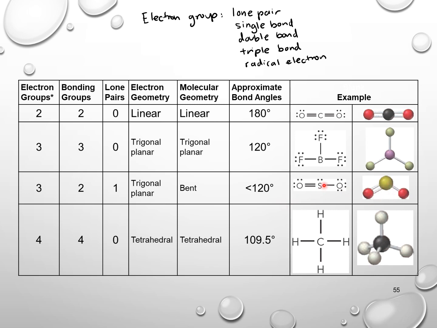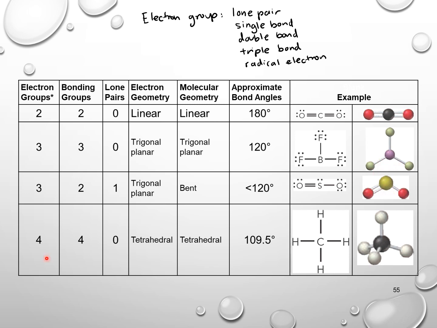Now every time you have a lone pair, it squishes the bonds closer together. So if it was 120 without a lone pair, with a lone pair it will be less than 120 because it got squished closer together. That means this bond angle here maybe is around 118 instead of the 120 up here.